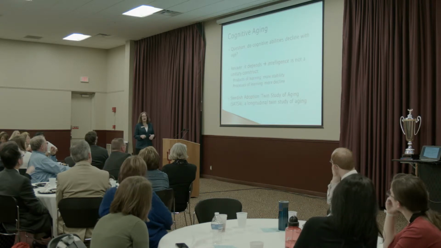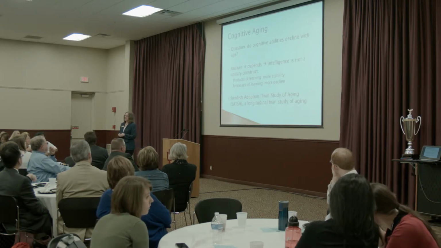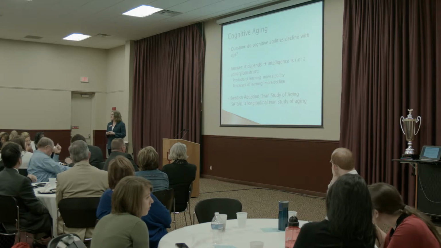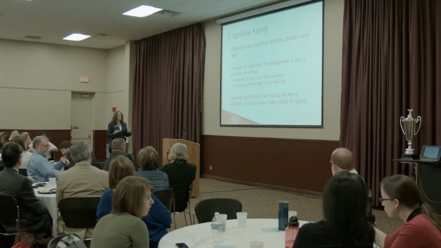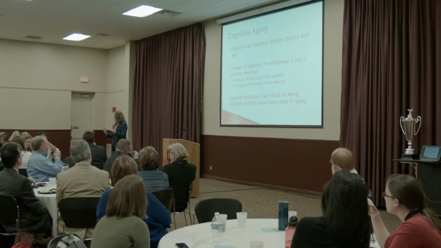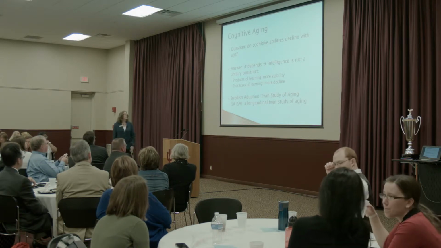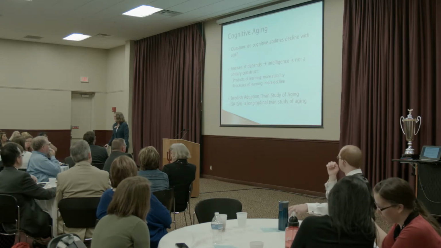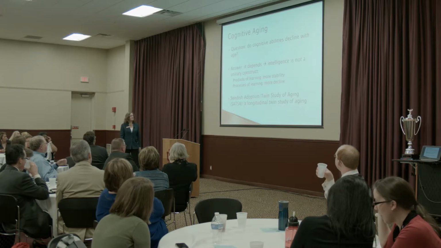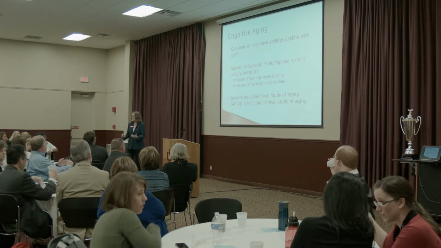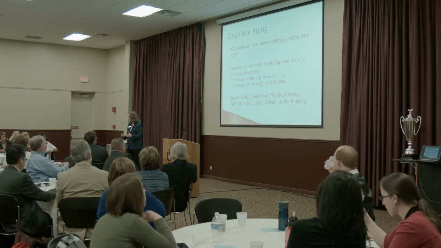So for example, for the last 20 years, I've been doing work on cognitive aging. The basic question is, do cognitive, mental, or intellectual abilities decline with age? And the answer is, it depends. It always depends. It's never that simple. It depends because intelligence is not one thing. There are lots of different kinds of intelligence out there.